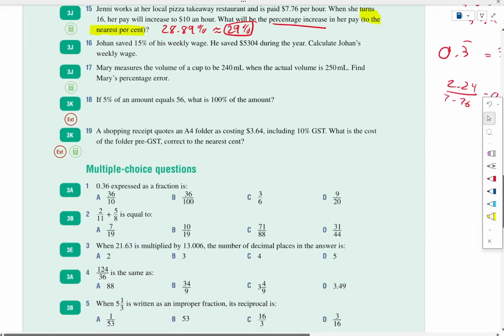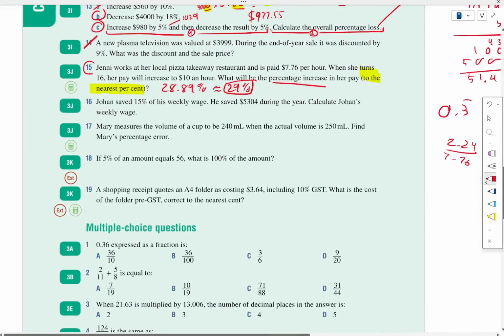Yeah, okay. So that's the logic behind it. That's what I mean by to the nearest percent. Now, question 16.